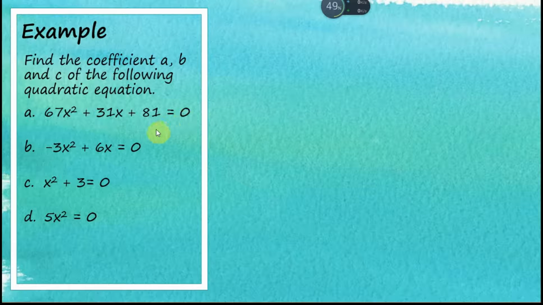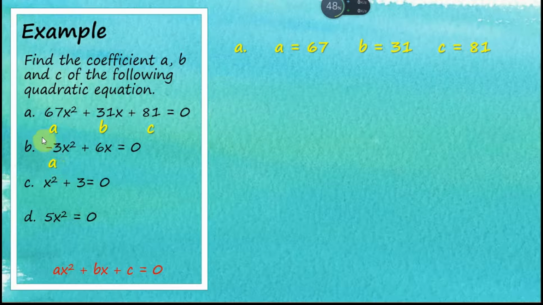So this is general form, and we can tell directly what a is. a is the coefficient of x squared. This is a, and therefore we say a equals 67, and this is b. The coefficient of x squared is a, the coefficient of x is b, and c has no x. So b equals 31, and our c equals 81. So this is 81.